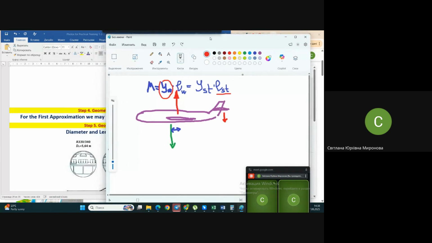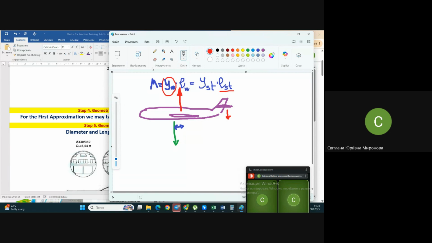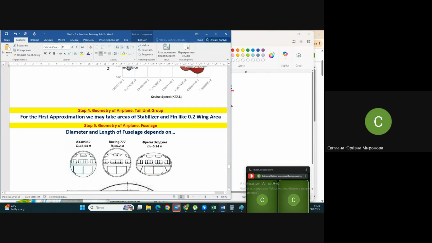And what should we do in this case? Maybe you already have this idea: you may analyze statistical data again. As for me, you may take approximately the area of the stabilizer for your case, in order not to overload you with calculations, with measuring, with analyzing stabilizer and fin separately. I propose you take them for this game as 20% of the wing area. So if we had, how much we had? 120, the area of the stabilizer will be what?